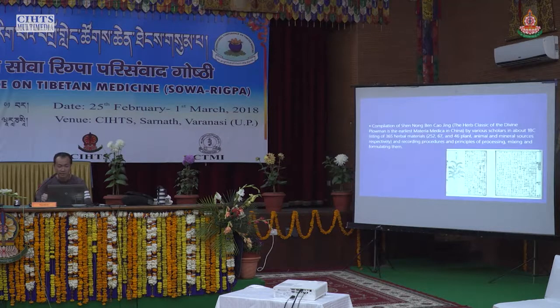Then of course there's also some compilation of this Shen Nong Ben Cao Jing, meaning all the herbs discovered by Shen Nong are written here. But of course, over the years, various scholars also made some amendments and improvements on it. So there was a listing of about 365 herbal materials, plants, animals, minerals, sources, and how the herbs are processed, mixed, and formulated.